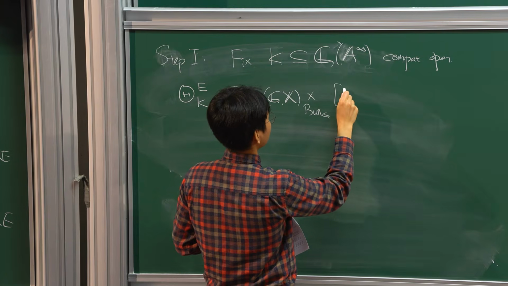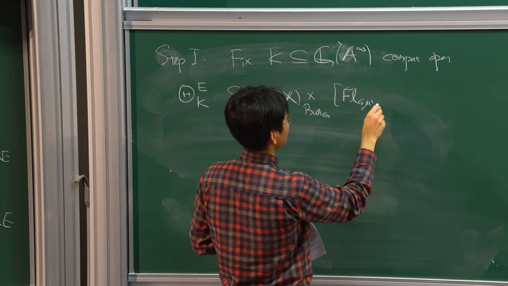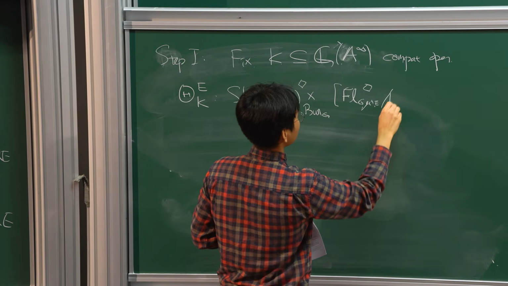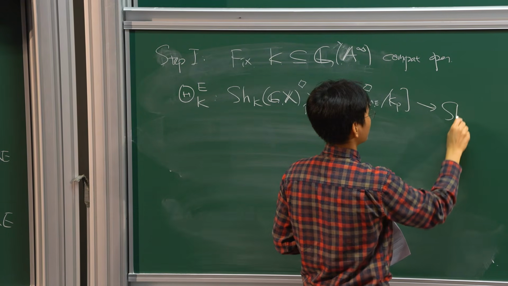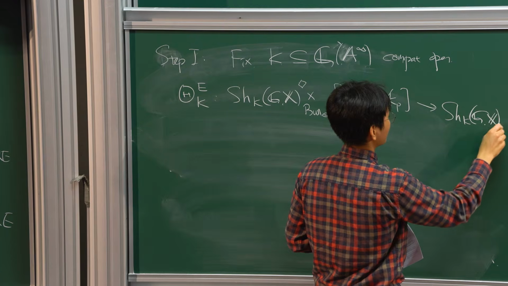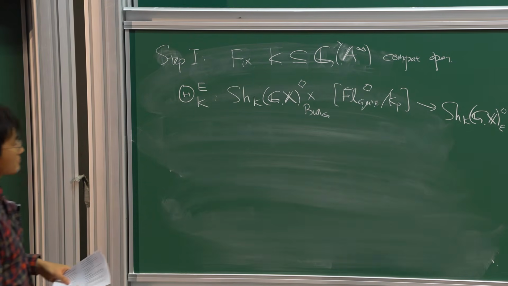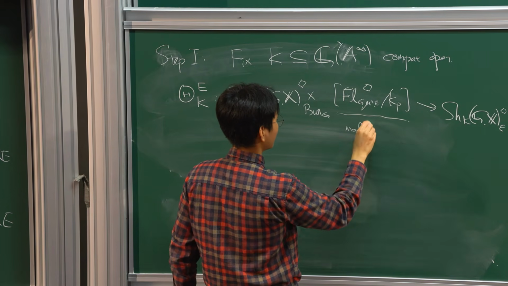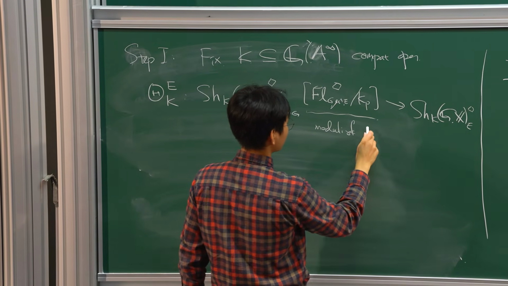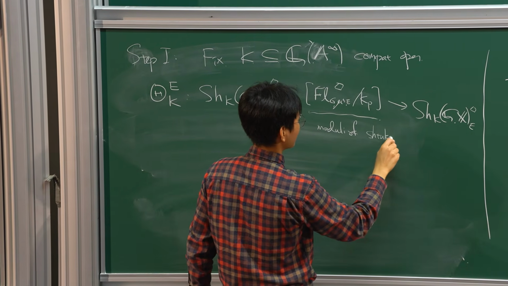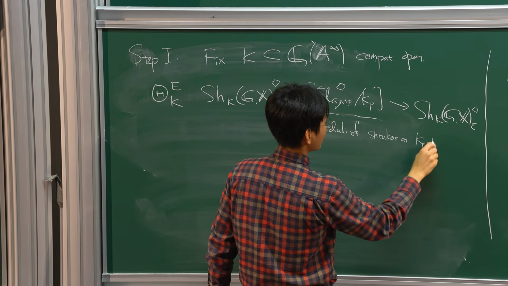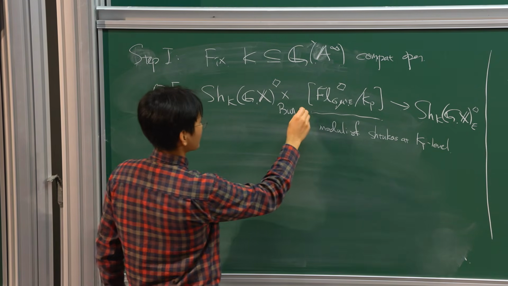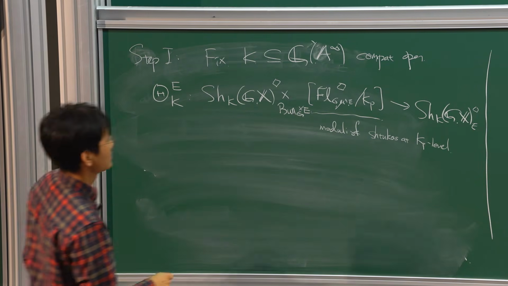To this flag variety G mu inverse mod KP to Shimura variety. And now this is sort of the moduli of the Shtukas at KP level. So in particular, sorry, I'm also taking a Bun-G over E here.